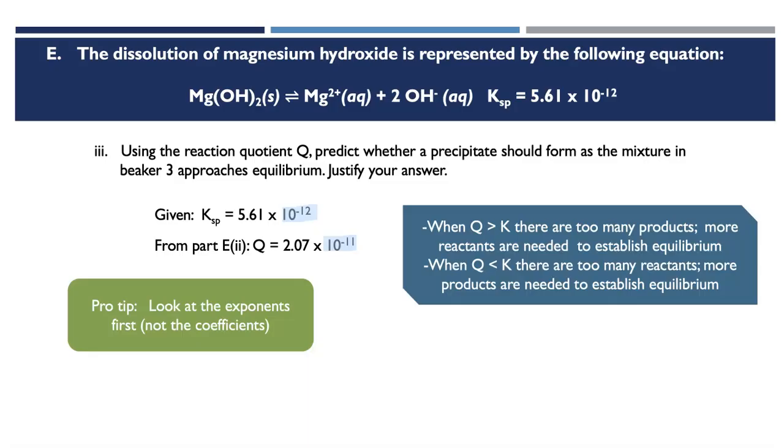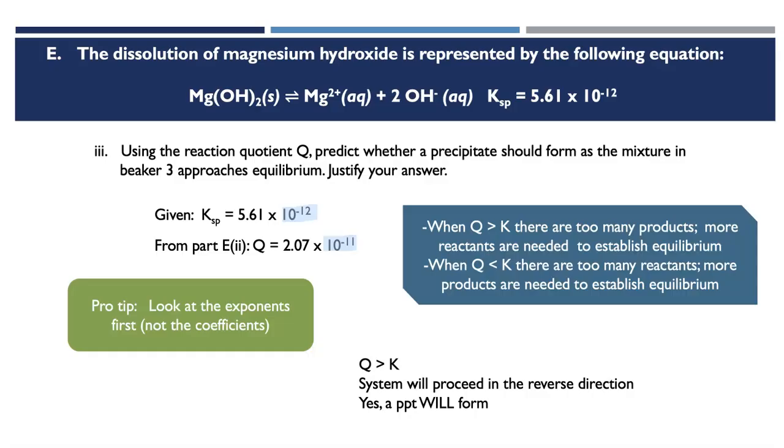First, you want to look at the order of magnitude, and 10 to the minus 11 is a bigger number than 10 to the minus 12. Only if they're both the same, then you look at the coefficients. And so in this situation, Q is greater than K, and therefore the system will proceed in the reverse direction.